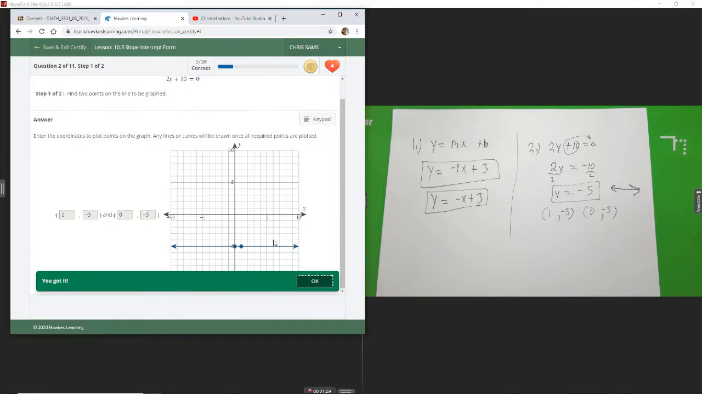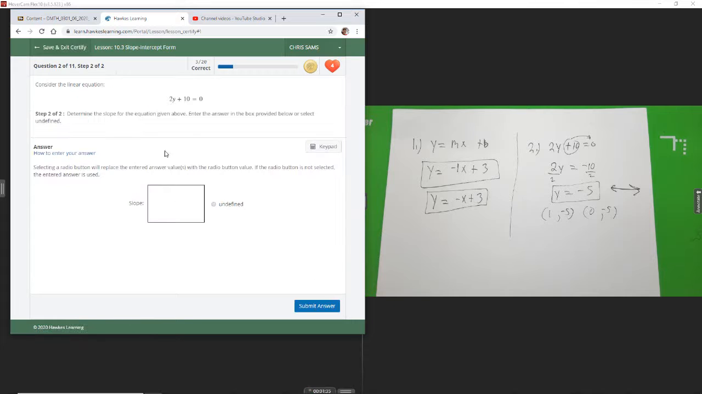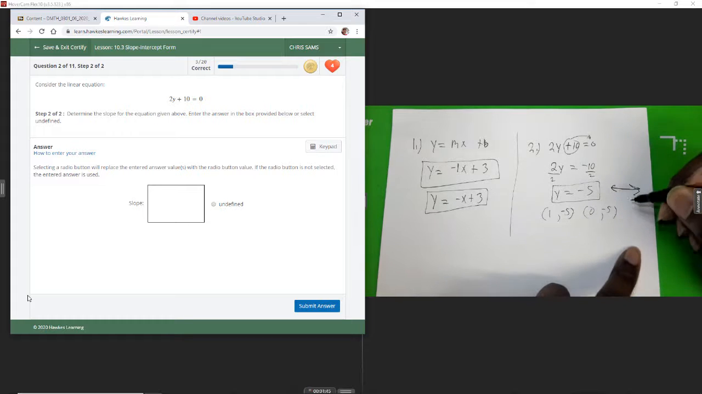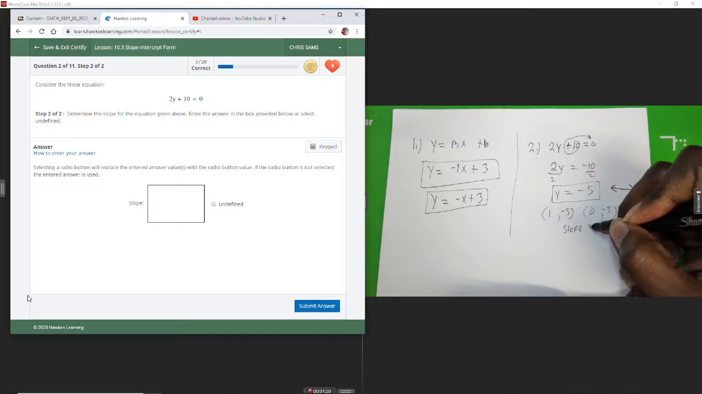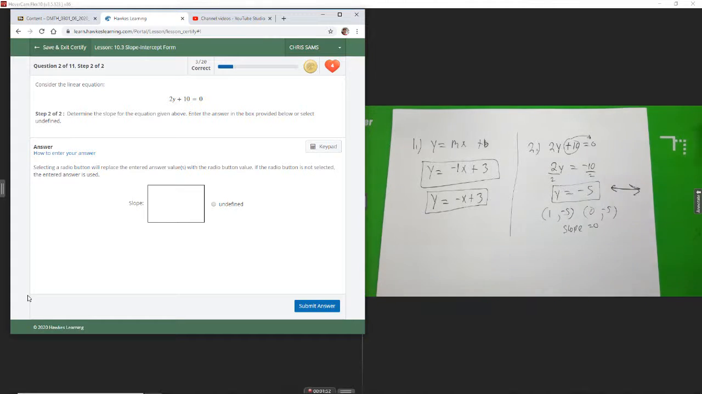And then you can see that line is graphed. It's hard to tell at the bottom, but there are those 2 points I marked, and there's the line. And then we want to determine the slope of this equation. So remember in those notes, when you have a horizontal line, we had a 0 slope. And that's just one of those facts that you'll remember as you do this quite a bit.